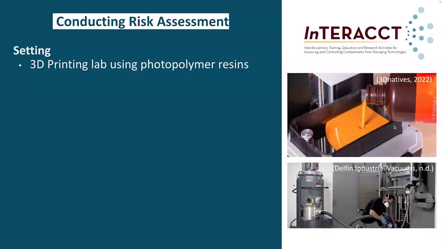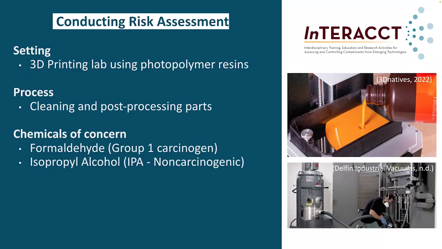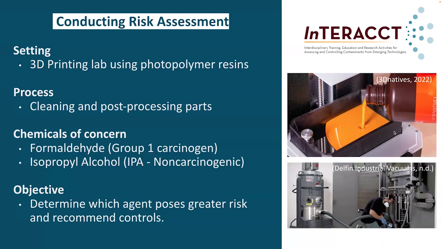In this example, we are focusing on a 3D printing lab that uses photopolymer resins. The specific process of concern is the cleaning and post-processing of printed parts, which can release chemical exposures. The two main chemicals of concern are formaldehyde, a known human carcinogen classified as Group 1, and isopropyl alcohol, or IPA, which is not considered carcinogenic. Your objective in this scenario is to compare the risks posed by these two agents and determine which one presents greater concern.